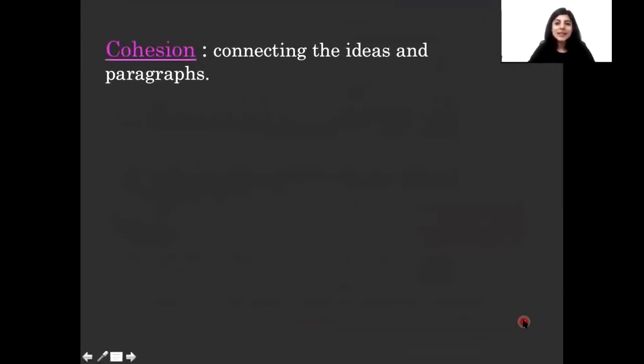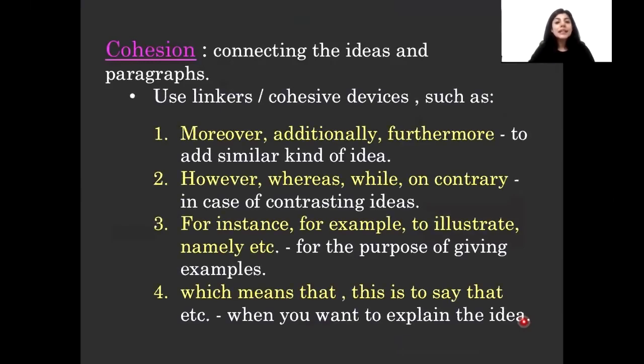Cohesion, on the other hand, is marked on how well you connect the ideas and paragraphs. And this can be done by using linkers and cohesive devices, such as moreover, additionally, furthermore, to add similar kind of idea. However, whereas, while, on contrary, in case of contrasting ideas. For instance, for example, to illustrate, namely, etc. for the purpose of giving examples. Which means that this is to say that, etc. when you want to explain the idea.